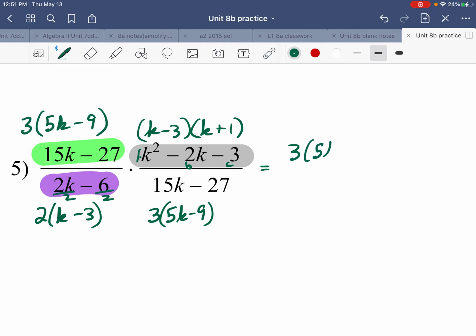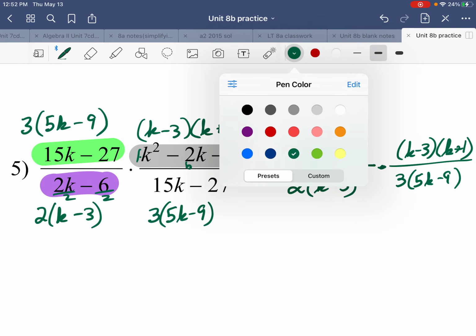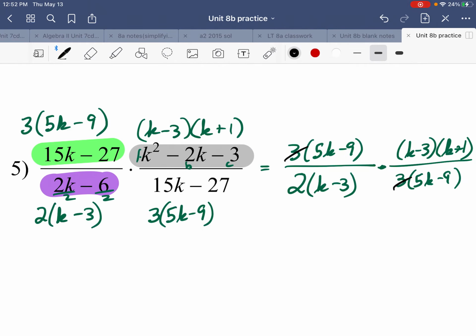Let me rewrite everything we have here. 3 times 5k minus 9 over 2 times k minus 3, times k minus 3 times k plus 1 over 3 times 5k minus 9. Like I said, you could have simplified the 15k minus 27 and 15k minus 27 right away. We had a 3 and 3. Those simplify. The 5k minus 9, 5k minus 9, those are really all ones.